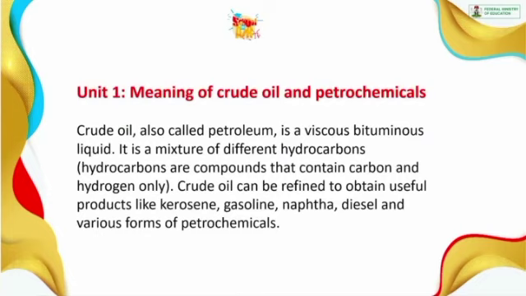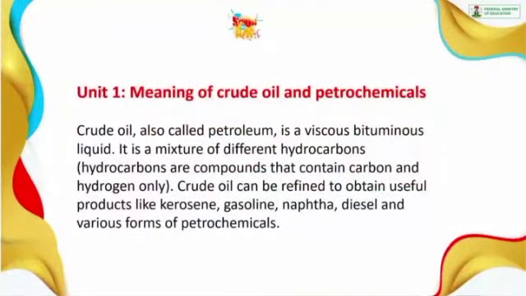Crude oil, also known as petroleum, is a viscous bituminous liquid. Bituminous means it has elements of bitumen in it. Now, it is a mixture of different hydrocarbons. What are hydrocarbons? Hydrocarbons are compounds that contain carbon and hydrogen only. Now, crude oil can be refined to obtain useful products like kerosene, gasoline, naphtha, diesel, and various forms of petrochemicals.